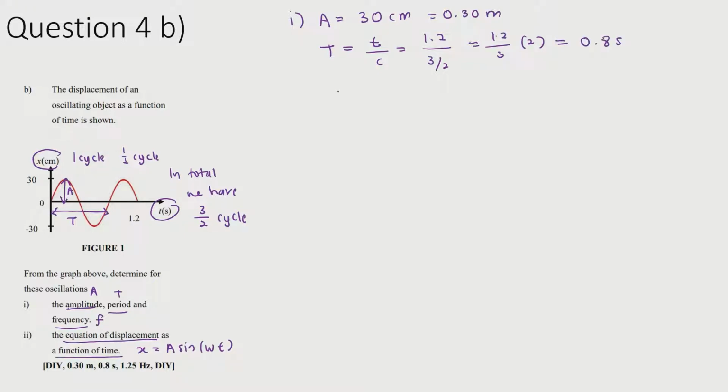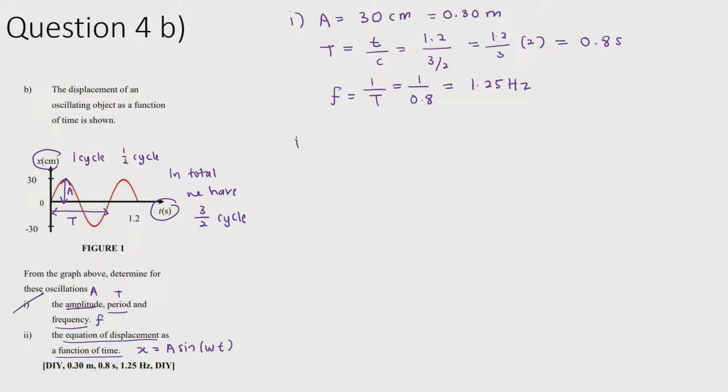What about frequency? We can find frequency by using this formula. Frequency equals to 1 over period. So 1 divided by 0.8, which will give you 1.25 Hertz. Okay, we are done with question number 1.